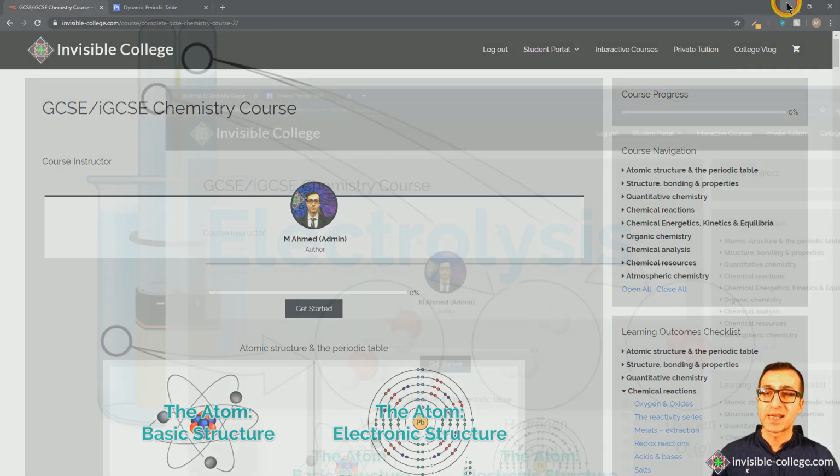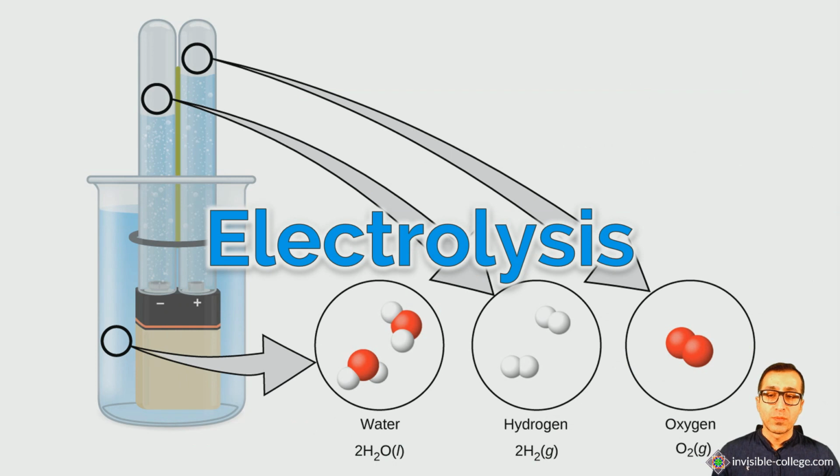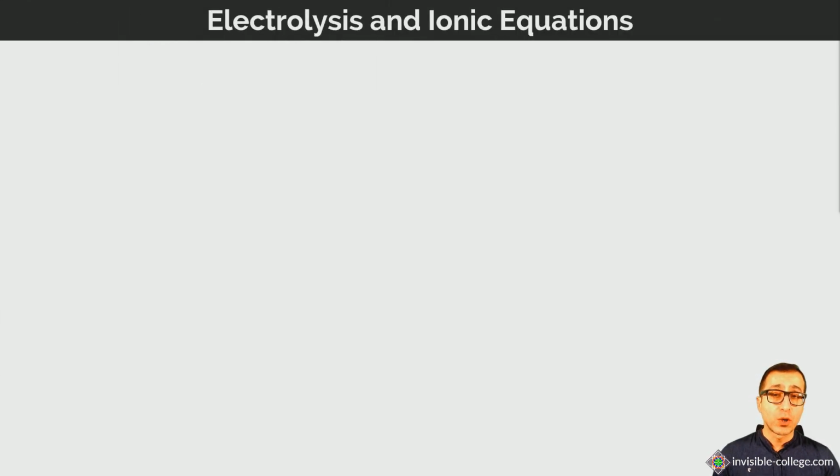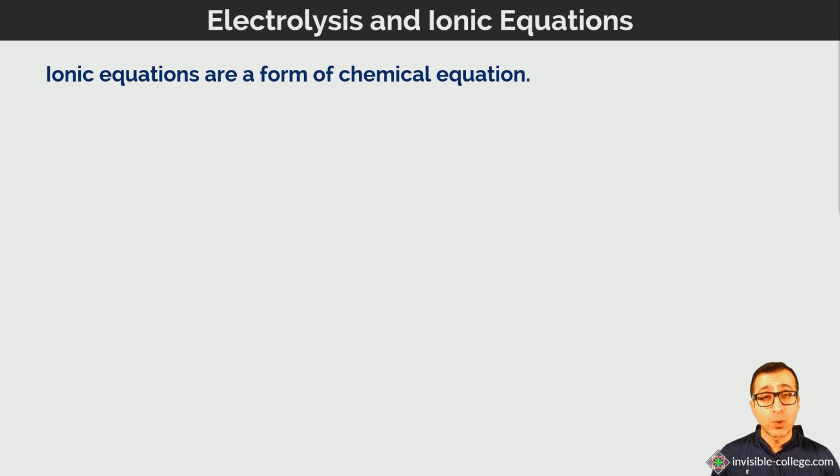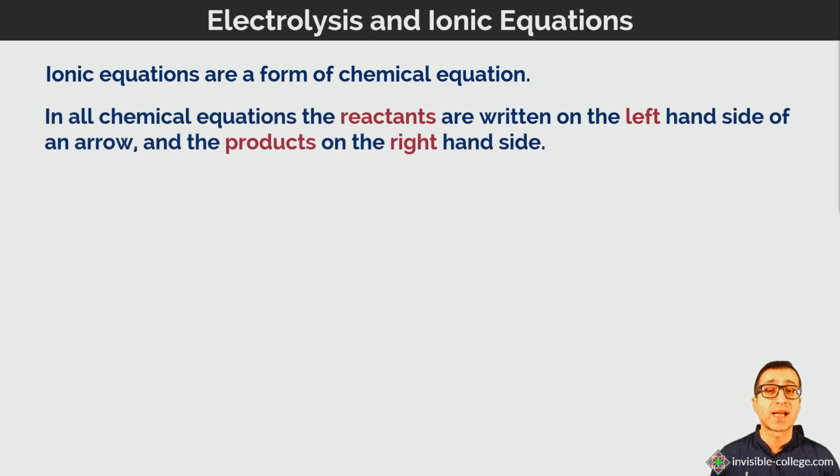Okay, we've got lots to get through, so let's get started here. So before we start to talk about electrolysis in more detail, we need to understand something that we call ionic equations. Ionic equations are a form of chemical equation. In all chemical equations, as we've seen so far, the reactants are written on the left-hand side of an arrow and the products on the right-hand side.